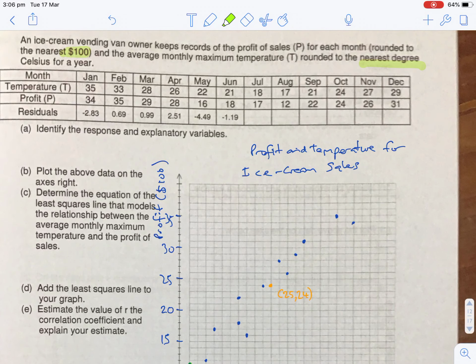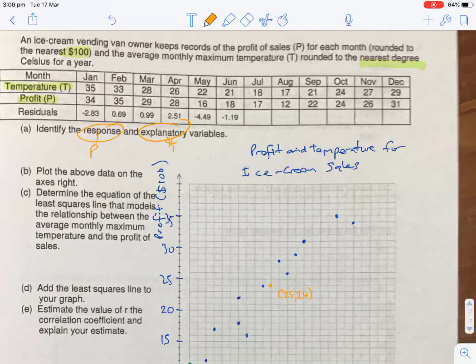The first question: identify the response and explanatory variables. Well, my temperature is obviously going to be the thing that explains my profit, because I'm going to assume that temperature is going to alter how many people are going to want to buy ice creams, and therefore my profits. My profit could not change the temperature. So my explanatory variable in this case would be my temperature, and my response variable in this case will be my profit. Now plot the data from above.